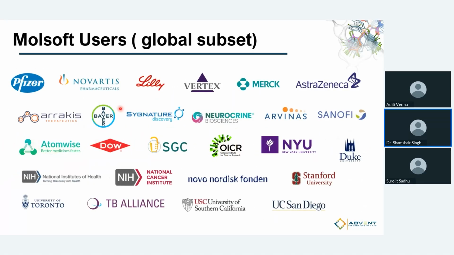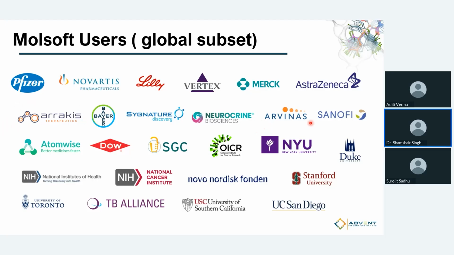And this is again a global subset where you see lots of big companies, global companies, starting from Pfizer, Novartis, Lilly, Vertex, Merck, and many big companies are using MolSoft for their research. And the good part here is Arrakis Therapeutics, whose pipeline is completely based on RNA discovery, but still they use ICM MolSoft for their research.